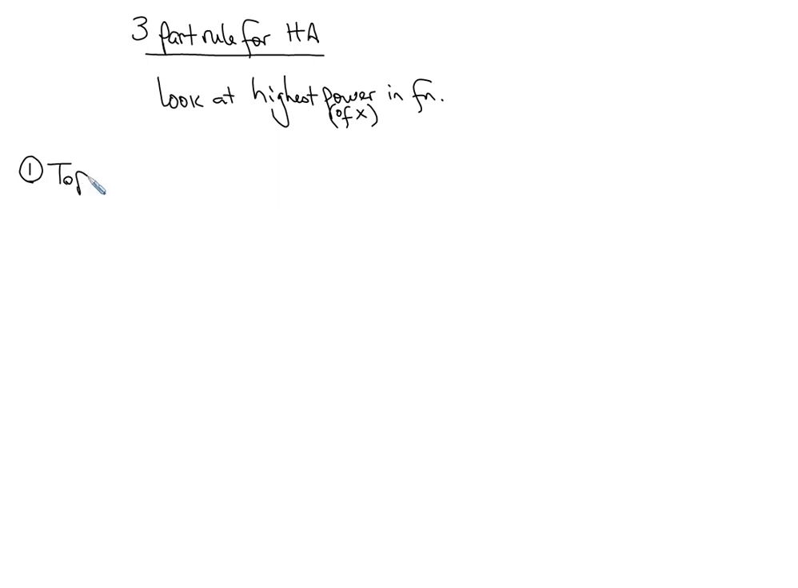Possibility number 1, it can be on the top in the numerator. Possibility number 2, it can be on the bottom in the denominator. Possibility number 3, it's both the top and the bottom. So what do I mean by that? Let me give you an example. Y equals 3x squared over 5x minus 7. What is the highest power of x? 2, x squared, right? Where is it? The top or the bottom or both? Top. So since the highest power is on the top, that's category number 1.